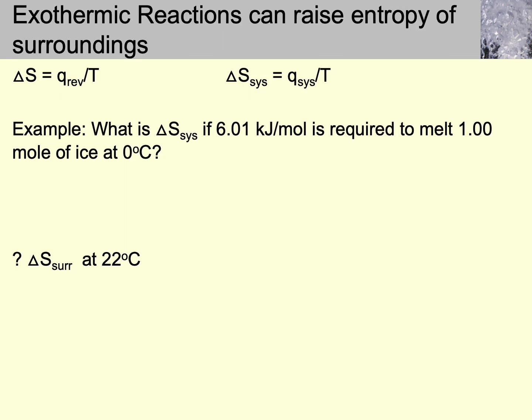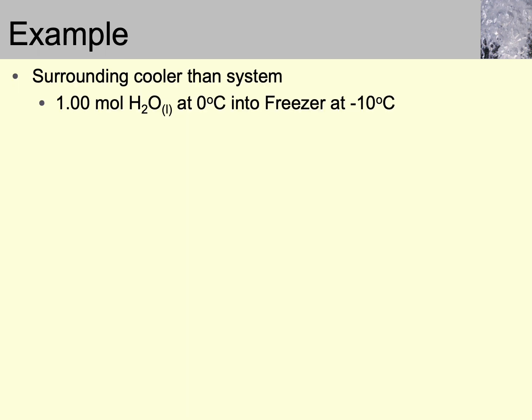In the previous one, the system was cooler than the surroundings. So let's do one where the surrounding is cooler than the system. So now energy is going to flow from liquid water to the freezer. So the water is our system, and the freezer is the surrounding.